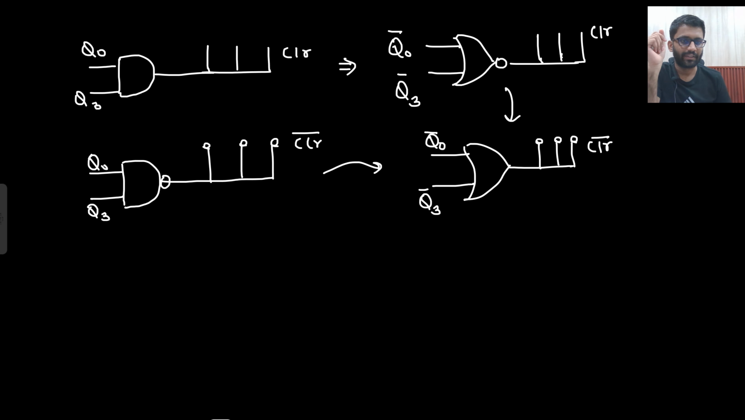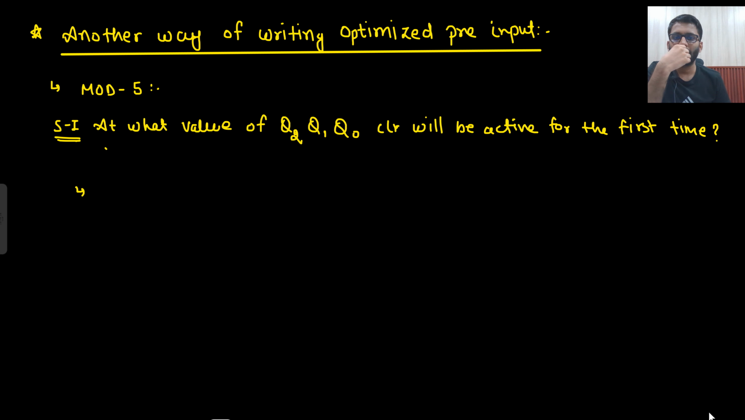So any option can be mentioned in your examination. Now another way of writing optimized input, the shortcut method. At what value of Q2, Q1 and Q0 will clear be active for the first time? Since this is a mode 5 counter and you are starting from 0.